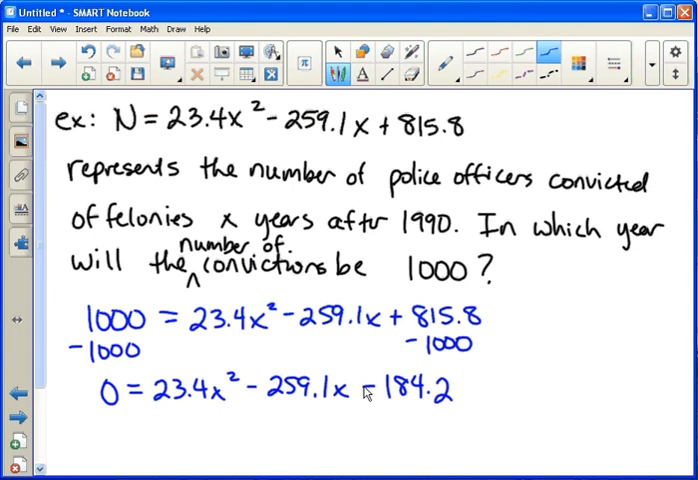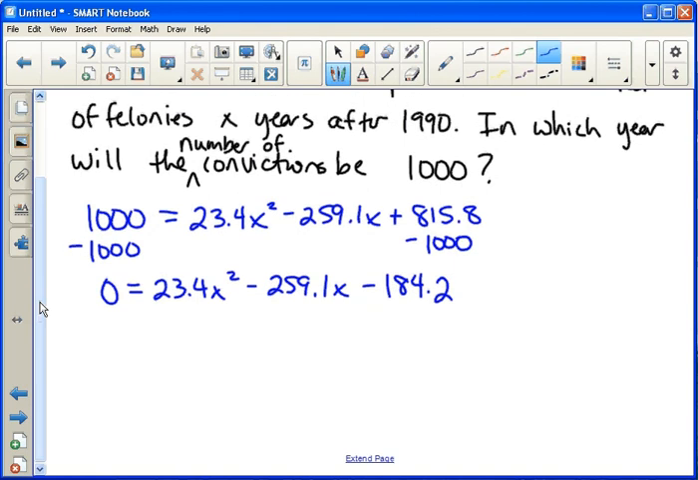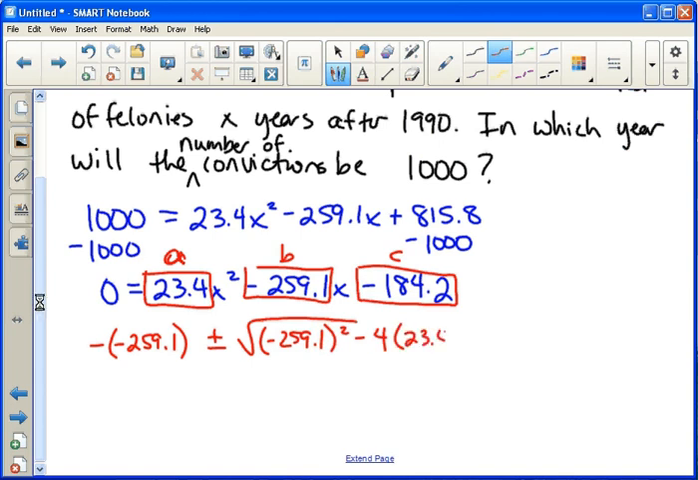Let's go ahead and mark our a, which is 23.4, our b, which is negative 259.1, and our c, which is negative 184.2. So we put negative b plus or minus the square root of b squared minus 4 times a times c, all over 2a.